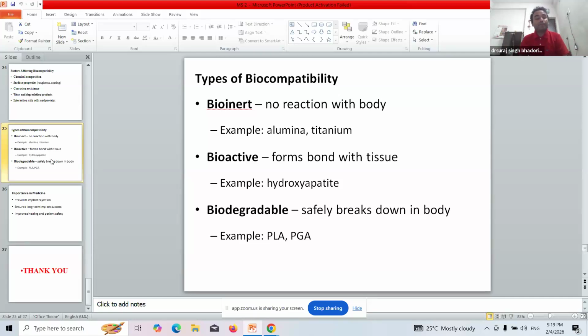The third one is the biodegradable. Biodegradable generally means it safely breaks down in the body. So they are easily digested, easily broken down, easily converted from mass into massless particles. Examples are PLA and PGA.